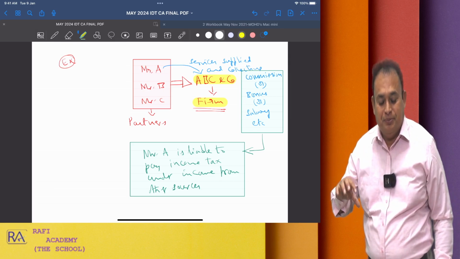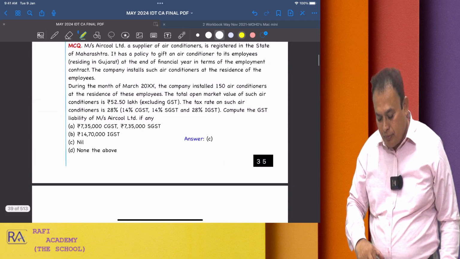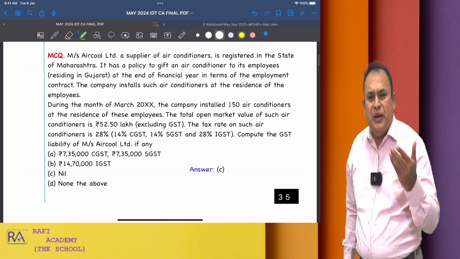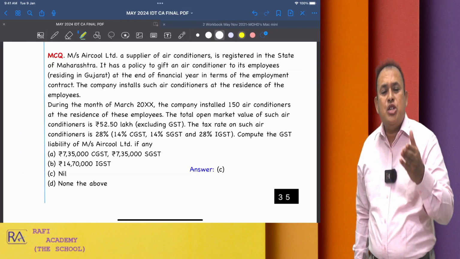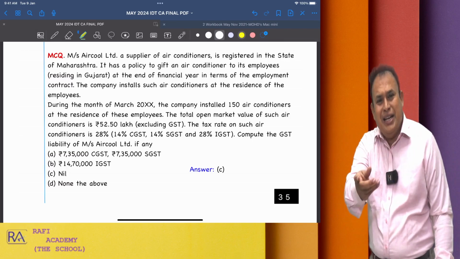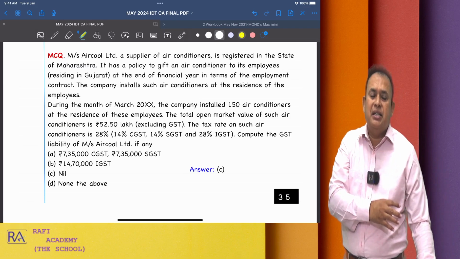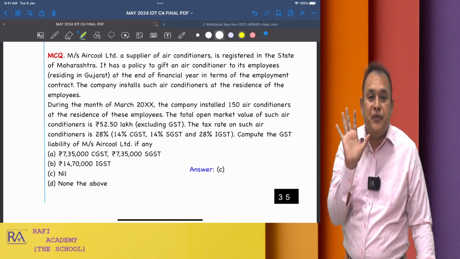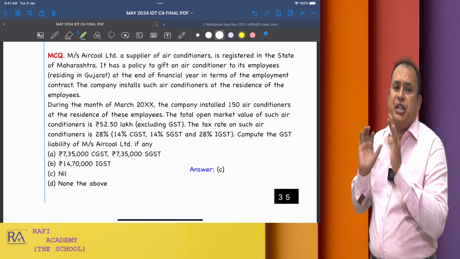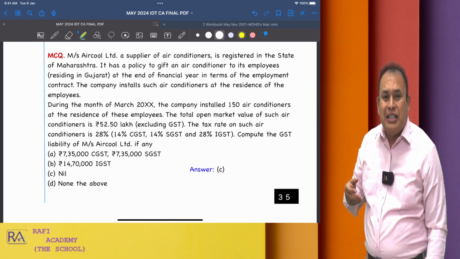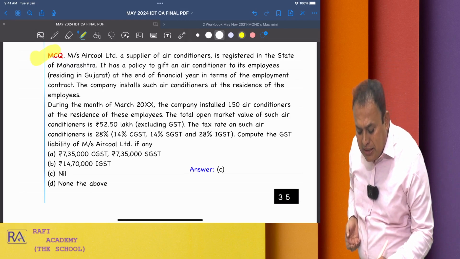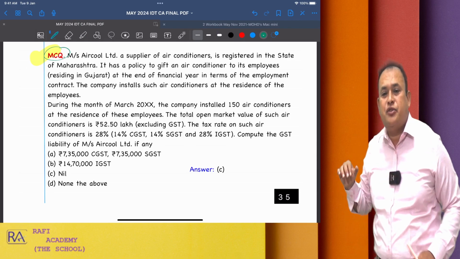Understand the concept. Further, my dear friends, I am bringing to your notice one more point. As you are aware, if the employer gives a gift to an employee in a financial year which does not exceed rupees 50,000, it is neither supply of goods nor supply of services, thereby there won't be any GST. So in this regard, what type of practical scenario questions may come in the examination? I am bringing to your notice an MCQ, multiple choice question, as follows.